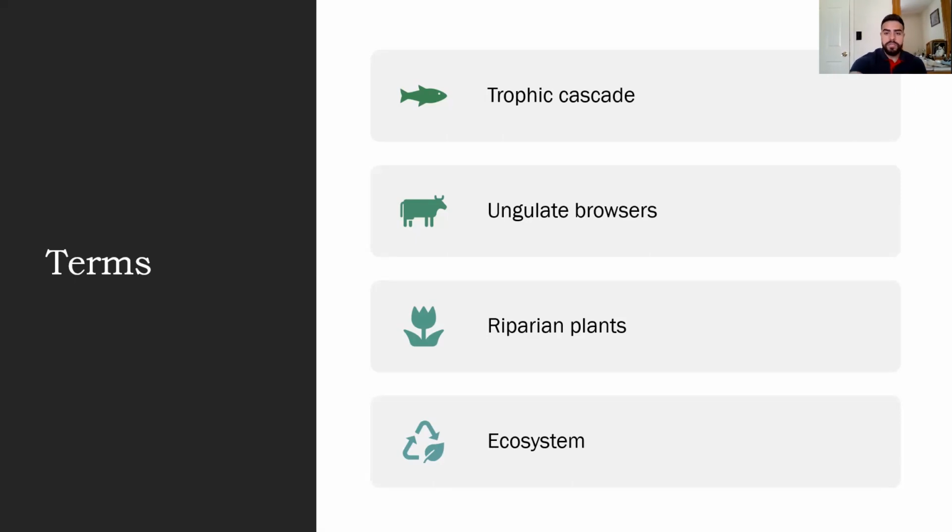The next word is ungulate browsers, and those are hoofed herbivorous mammals. In our case, we're going to focus on elk and bison. The next word is riparian plants, and those are grass-like plants, trees, and other vegetation that grow along streams. These plants are very important because, one, they control erosion, and two, they keep water clean and filtered. And last but not least, we have ecosystem, and that's a biological community of interacting organisms and their physical environment.